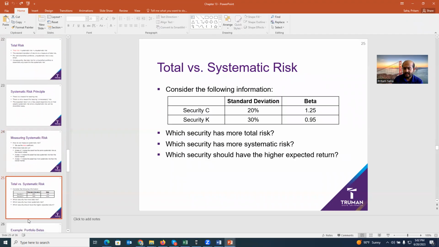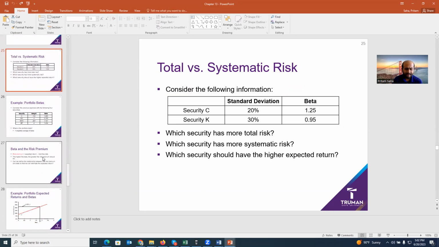Now, if you look at this slide, two different stocks: this has lower total risk, this has higher total risk. But if you look carefully, this has higher systematic risk, this has lower systematic risk. In that case, if you're thinking about compensation for taking risk, this will get more compensation or more return because it has higher systematic risk than this one. Make sense? Now let's talk a little bit about CAPM and beta.